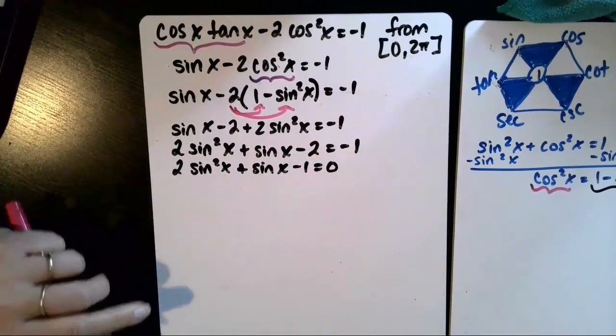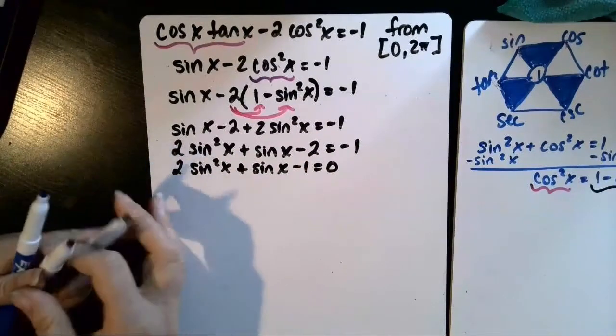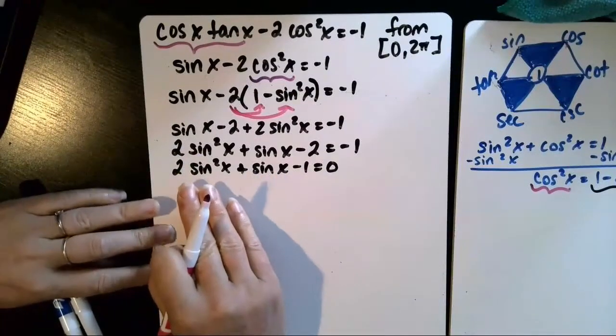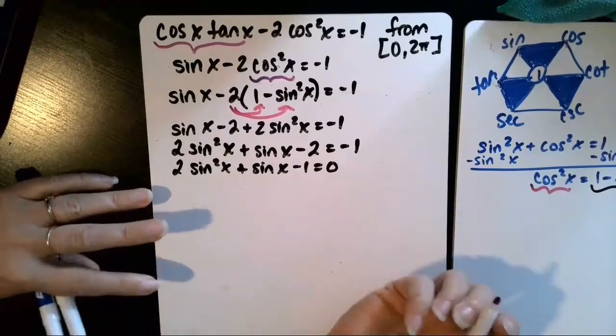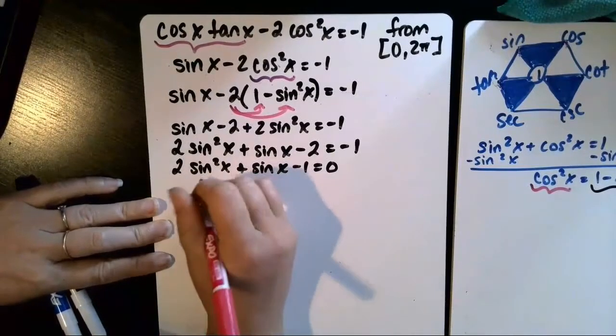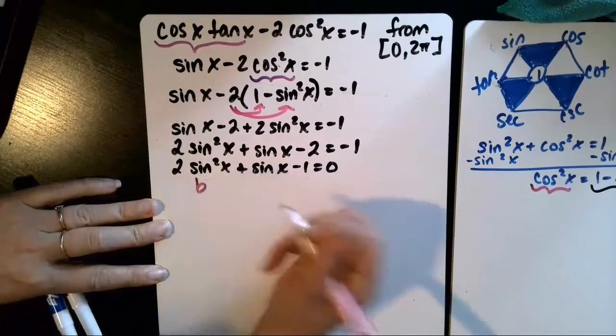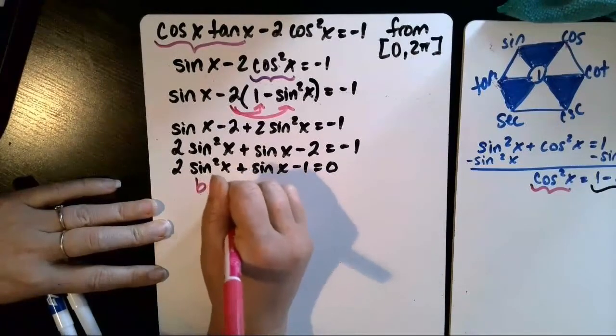Okay, now some students find it difficult to factor in this form. And if you would prefer, you can pick any letter you want, just reassign that letter. So maybe we'll try, let's try the letter B. So let's say B equals sine of x.